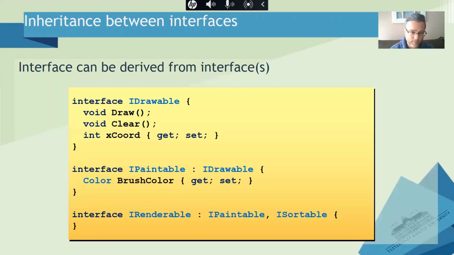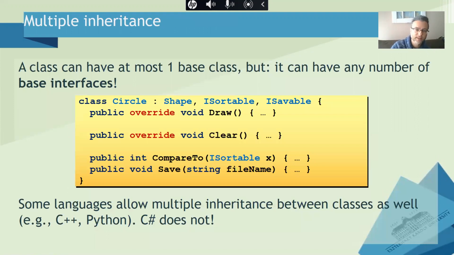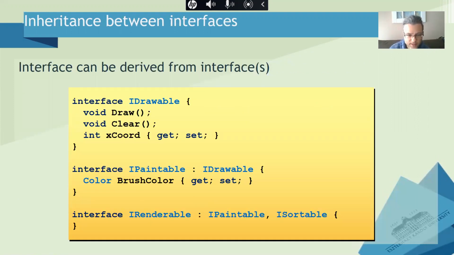You can do even more: you can inherit interfaces from each other. You can inherit not only a class from interfaces, but interfaces from interfaces. And sometimes it really makes sense. And actually, this is what is done in practice in several projects. I will show you some examples later on. So here is an example.